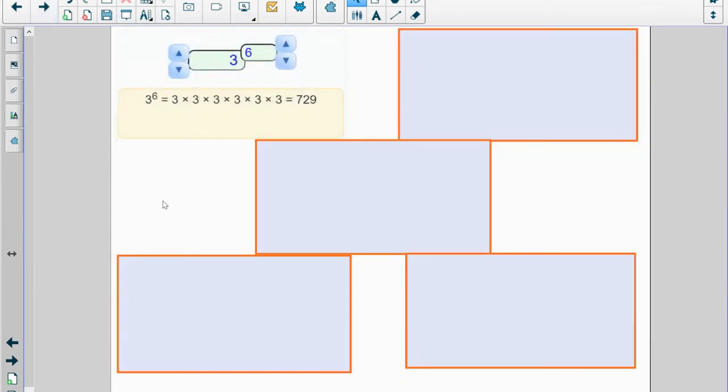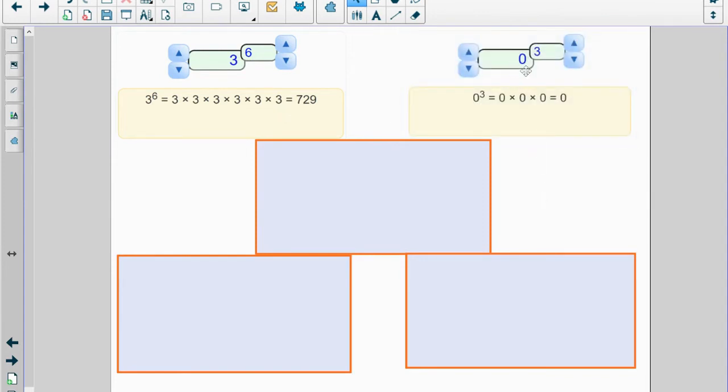So here's some examples just to show you some of the things that we just reviewed. 3 to the sixth power is when you multiply a 3 times itself 6 times, you'd get 729. Another example, when you multiply a base of 0 raised to the third power, it's like multiplying 0 times 0 times 0, which is just going to be 0.